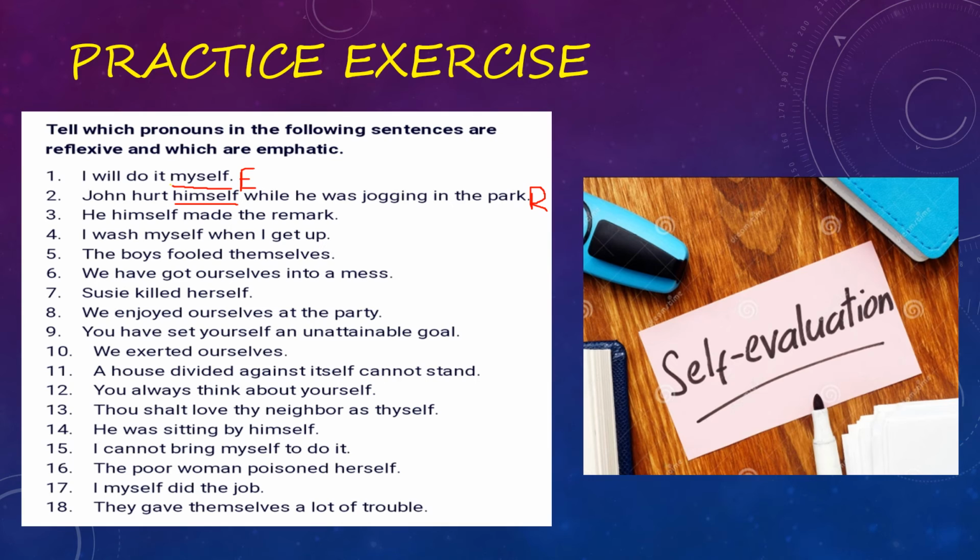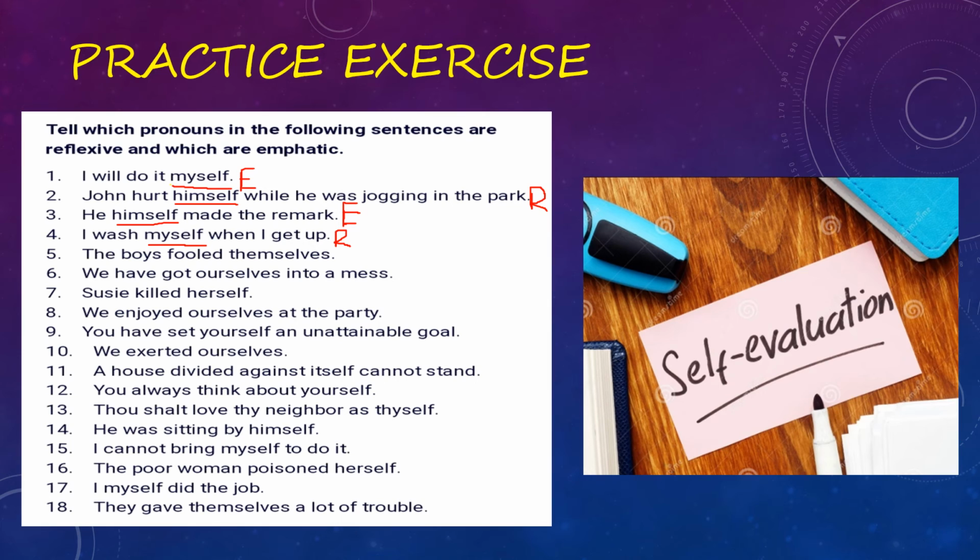Next one, he himself made the remark. If we hide the word himself and say the sentence again, he made the remark. Is the sentence's meaning clear or not? Yes, the meaning is clear. So this is an emphasizing pronoun. Okay. Next one, I wash myself when I get up. After hiding the word myself, we get I wash when I get up. There is a question mark in your mind, right? I wash what? So I wash myself. So it is an example of a reflexive pronoun.